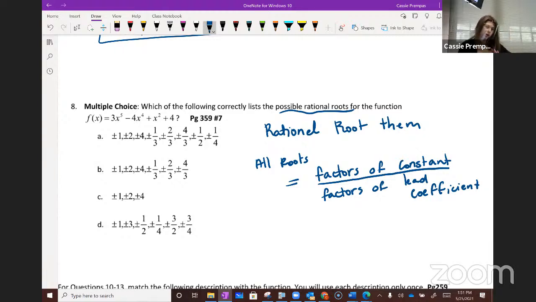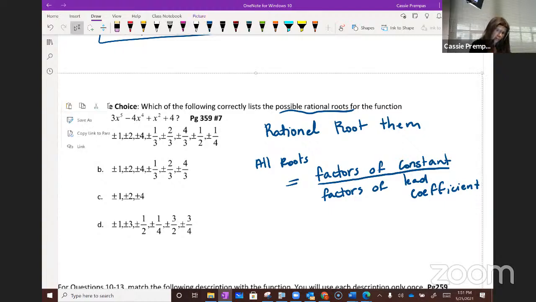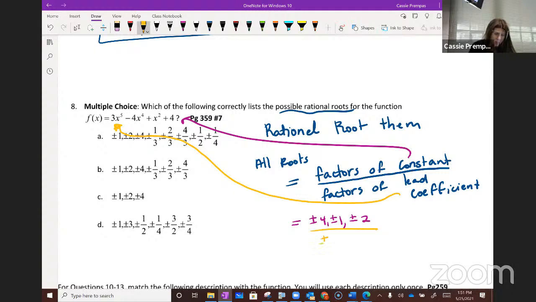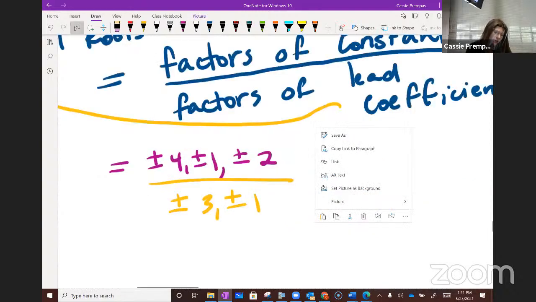So if you're finding all the possible rational roots for this function, which one's the constant? 4, good. So if I'm looking at factors of 4, that would include plus or minus 4 times plus or minus 1, and plus or minus 2 times plus or minus 2. The leading coefficient, what would be the leading coefficient of this function? 3. So I'm going to divide this by plus or minus 3 and plus or minus 1. And I need to look at all the different combinations.